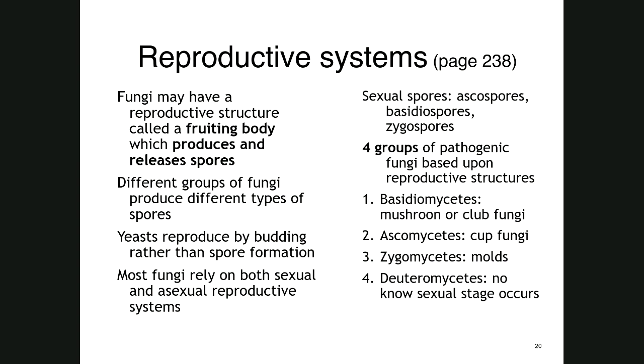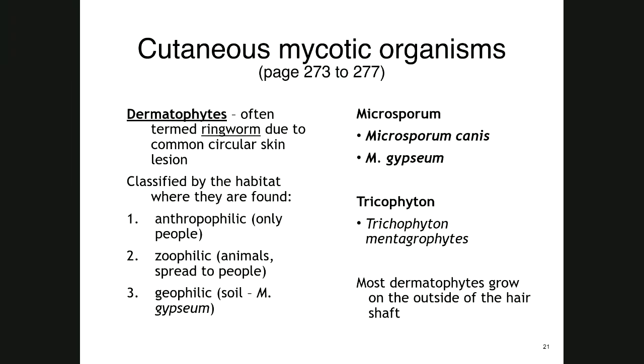So the sexual spores are ascospores, basidiospores, and zygospores. And we have 4 groups of pathogenic fungi based on these reproductive structures: Basidiomycetes, Ascomycetes, Zygomycetes, and Deuteromycetes. You can read about these different ones. Okay, that's about as much as we'll cover there on fungi. But do read the textbook and understand how they actually reproduce, and that there are differences.